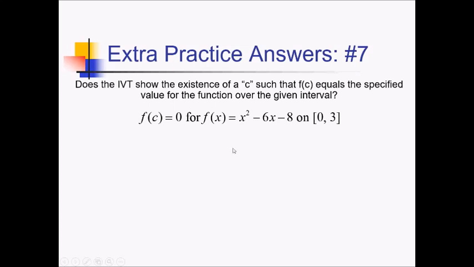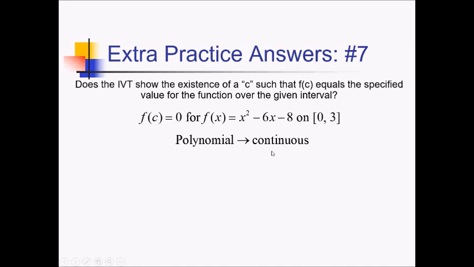On this problem, I'm trying to show using the IVT that there is some c value on the interval from 0 to 3, some x value, such that plugging it in gives me a y value of 0, at least for this function. So to show this using IVT, first off, I need to prove that my function's continuous on the interval in question. And we can pretty easily do that.